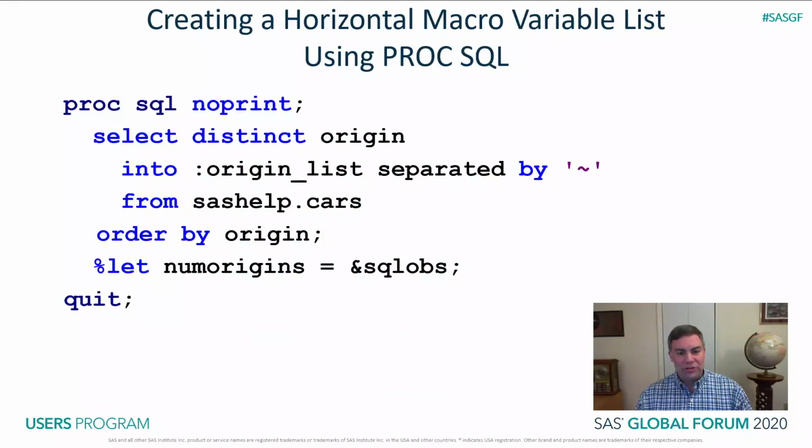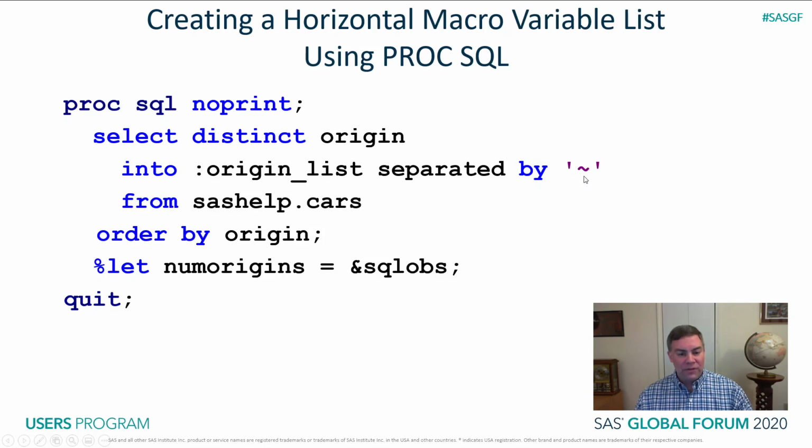First, we will do it using PROC SQL. This is similar to the syntax that we just talked about in the previous exercise. However, we have a new clause here, which is this separated by language. So here we're going to take the distinct values of the variable origin, that's one of the variables on sashelp.cars, into a macro variable, that's what this colon means again, into colon origin underscore list, separated by the tilde character.